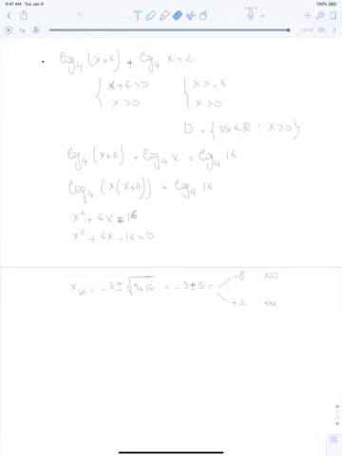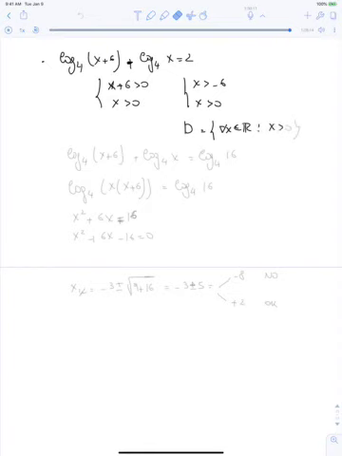Okay, let's do one more. The log base 4 of x plus 6 plus the log base 4 of x is equal to 2. Now we start with the domain: x plus 6 greater than 0 and x greater than 0. This is x greater than minus 6, x greater than 0. So the domain is all the x such that x is greater than 0.